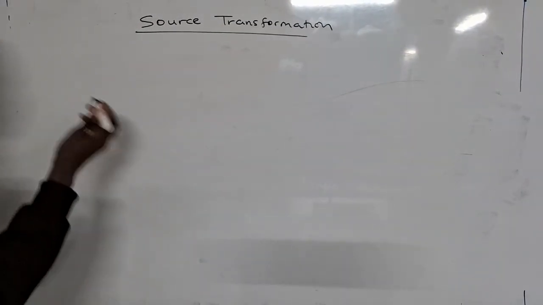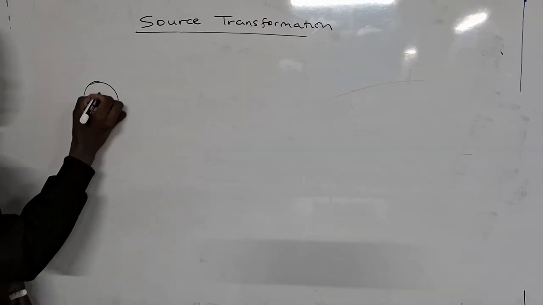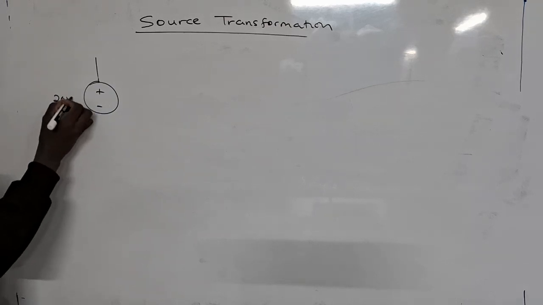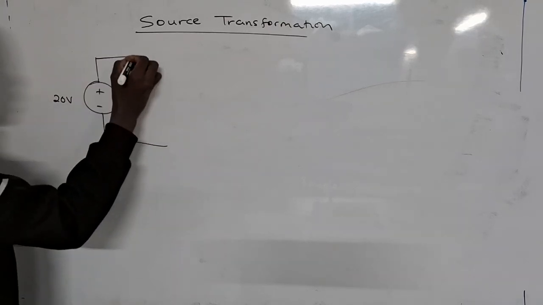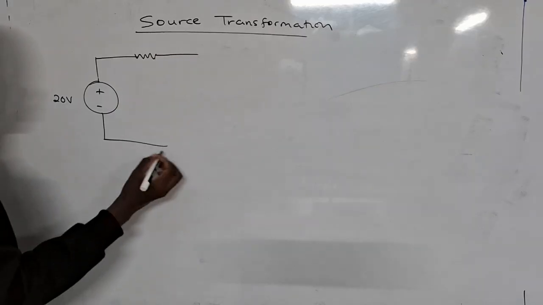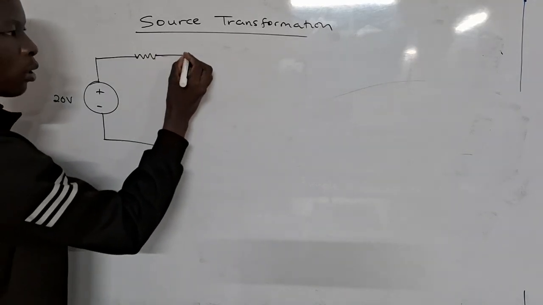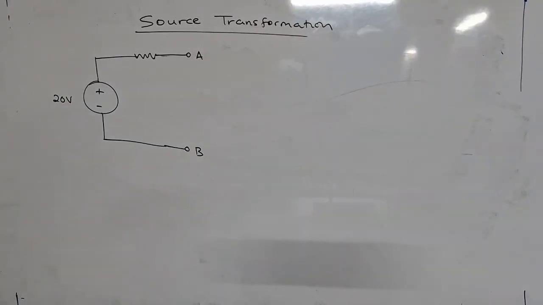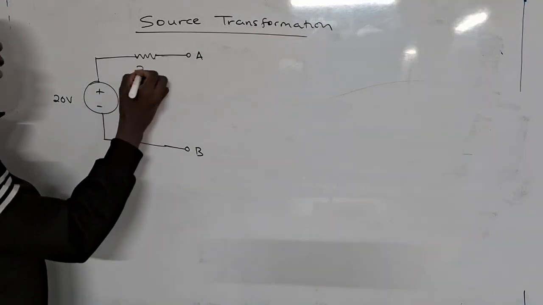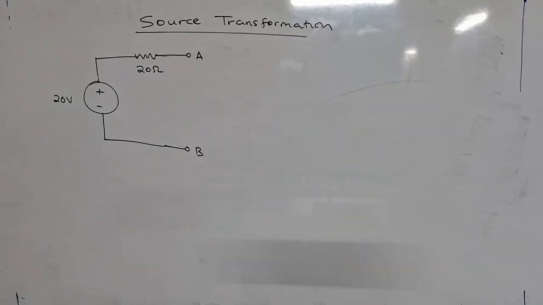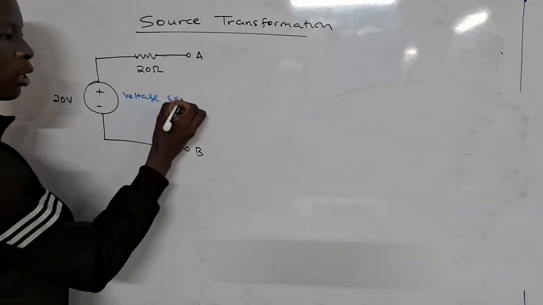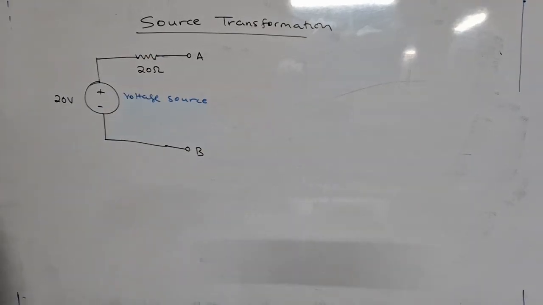You have a circuit. This is the positive and this is the negative terminal of the voltage source. Suppose this is 20 volts and you have a resistor between A and B. Suppose the resistance of this resistor is 20 ohms. This is nothing but a voltage source, and this is nothing but a resistor.